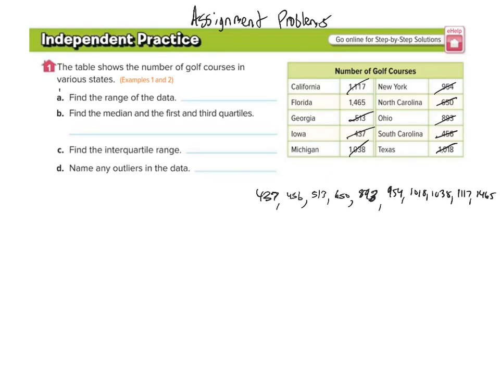Look at letter A. Find the range. So we're going to take the biggest minus the smallest. So our biggest one, 1465 minus 437. To do a little borrowing, 15 minus 7 is 8. 5 minus 3 is 2. That's all we can do because we get 1. And then 0. So 1028 is the range, isn't it?